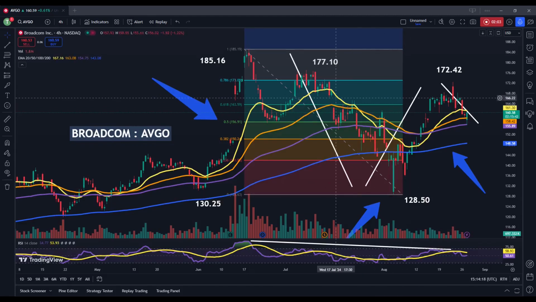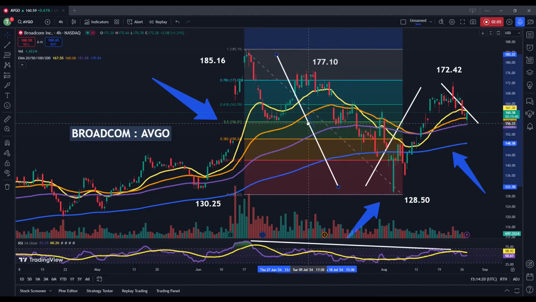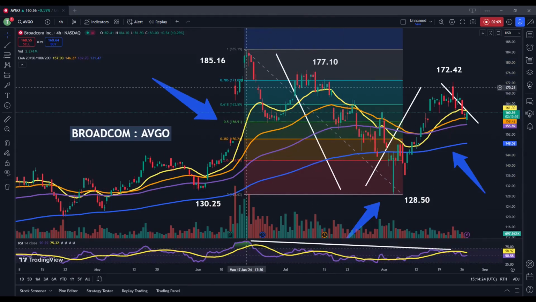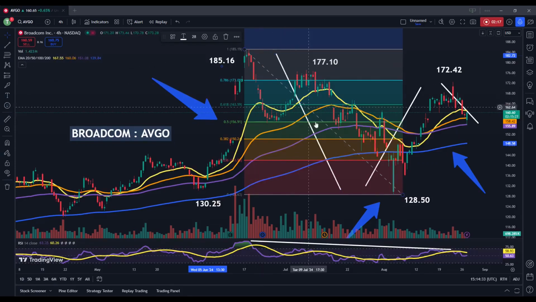To arrive at this number, I'll just explain how I arrived at this figure. Essentially, we're looking at the prior price high, which came in during the June 18 trading session, which posted at 185.16. And as we can see here, the share price did take a fairly dramatic move lower, and we saw share prices move all the way down to 128.50 during the August 5 trading session.